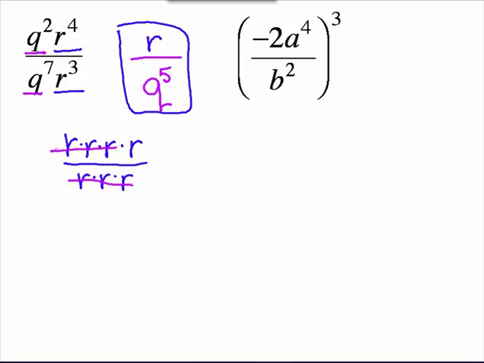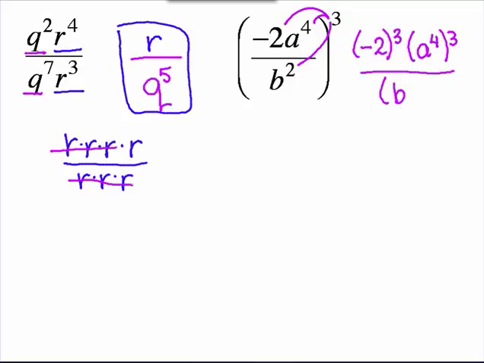All right, let's look at the next one. Oh, this is a power to a power. Yep, take them all to the 3rd power. So I've got this to the 3rd, this to the 3rd, and this to the 3rd. So really what that means is you've got negative 2 to the 3rd power. You've got a to the 4th to the 3rd power. You've got b squared to the 3rd power.